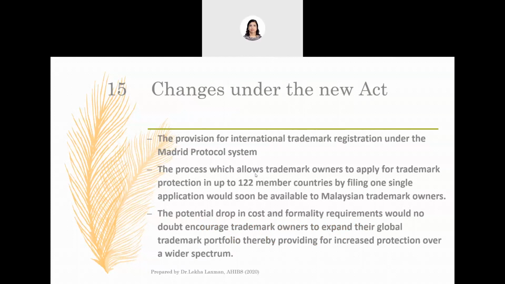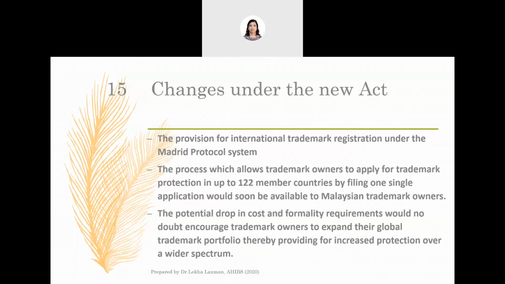Now, if you look at this new act, it is really something that a lot of the lawyers in Malaysia have been waiting for, because it has lots of new elements. Now the first is, under our new act, there is provision for international trademark registration. As you know, previously when you register a trademark, it's territorial, meaning protection is only available in that territory, or in that country.